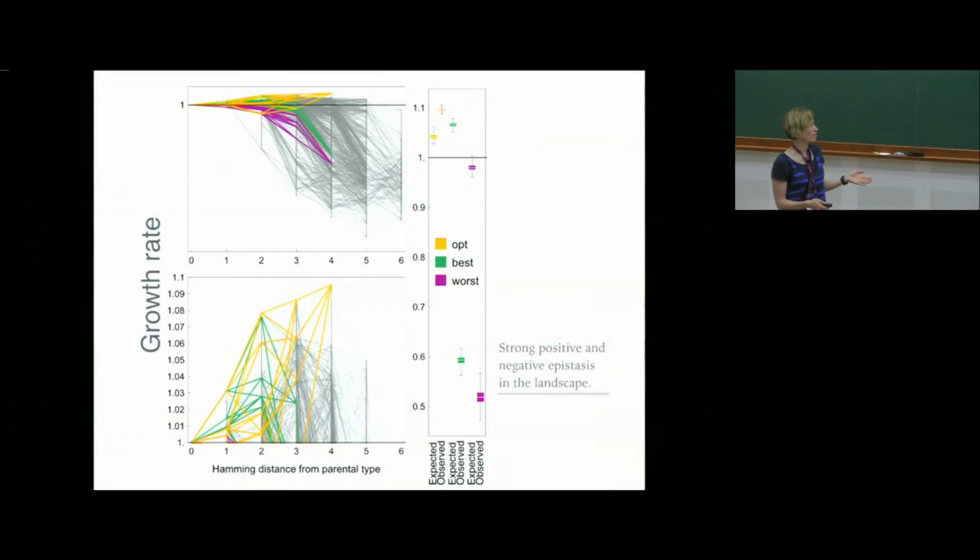So to sum this up, we saw both strong positive epistasis on the way to the peak, but also very strong negative epistasis everywhere else. And in fact, this positive epistasis on the way to the optimum, we didn't only see for the global optimum, but we also saw this for any local optimum in the landscape.